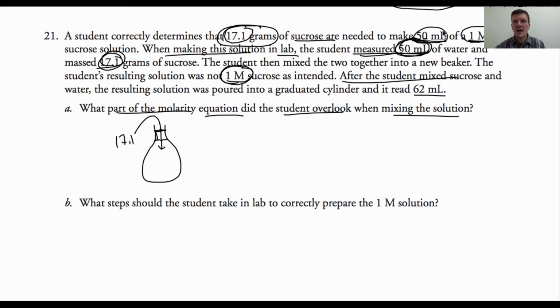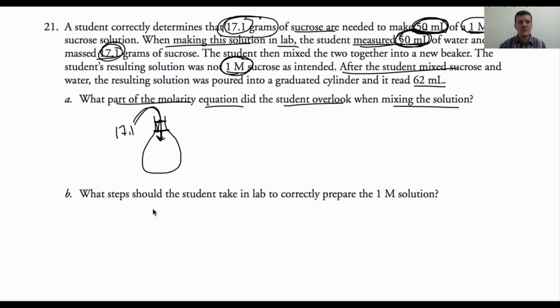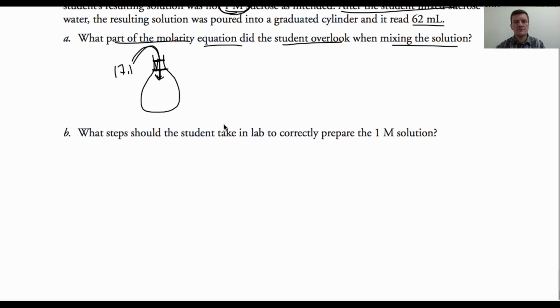So he was saying, I want to make a 50 milliliter solution. Well, if you want to make a 50 milliliter solution, you don't put in exactly 50 milliliters of water, because then when you add the solute, the volume's going to go up. What you must do is this. Here are the steps that you must do.